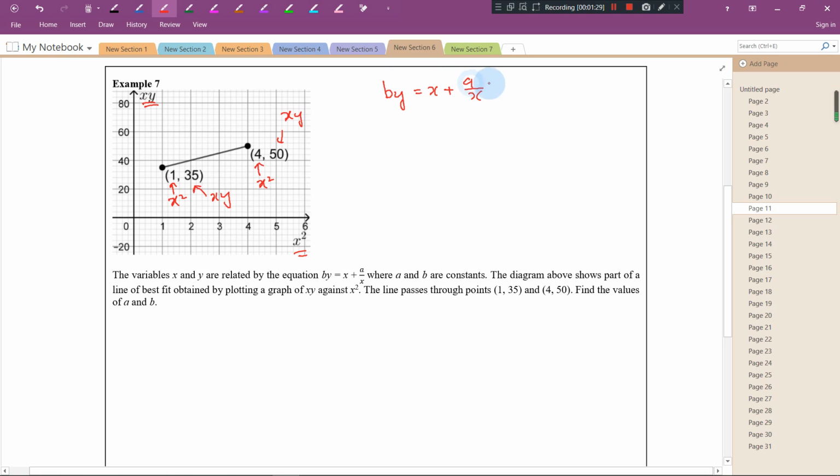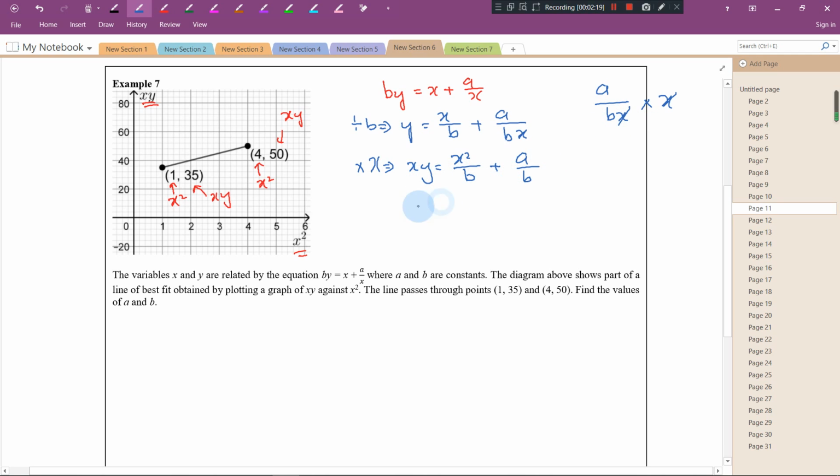First, I don't want the b, so I divide this whole function by b. I will get y. This is x over b, this is a over bx. And then I notice that I want xy, and here I only have y. So what to do is multiply this whole function by x. So it will become xy, this will become x squared over b, and this will become a over b. I hope that you understand this step. A over bx times x cancels out, and you will get a over b.